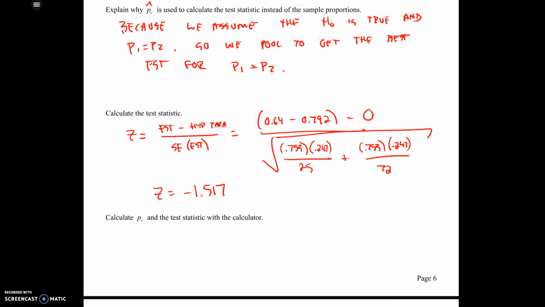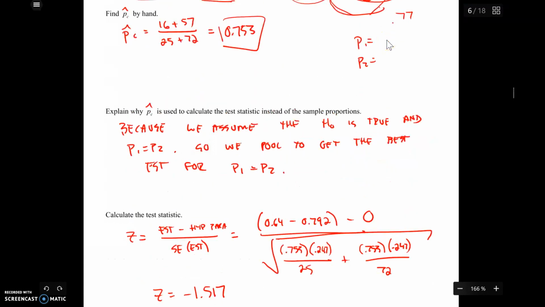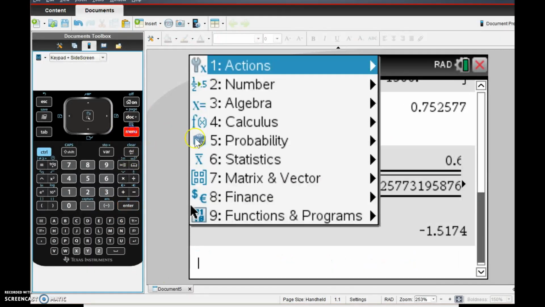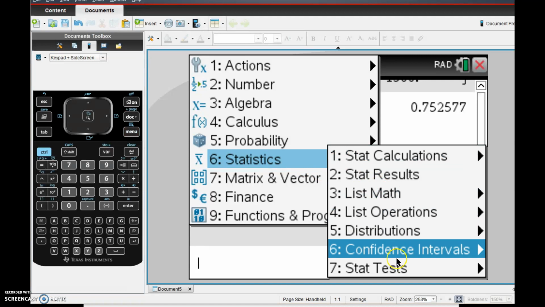And then calculate p hat sub C and the test statistic with the calculator. When we run our test with the calculator, it will do the pooled proportion for us. It'll do everything for us. Now you should still know how to do it in case I give you a different question or I test to see if you know how to do it. But when we run these tests, we just type it in the calculator.